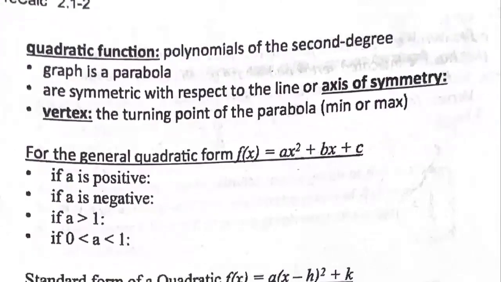Okay, quadratic functions are polynomials of second degree. The graph is a parabola. They're symmetric with respect to the line called the axis of symmetry, and the vertex is the turning point of the parabola, which gives you either the min or max. So it's just a lot of review of quadratic equations. I need to bring up the notes for this.